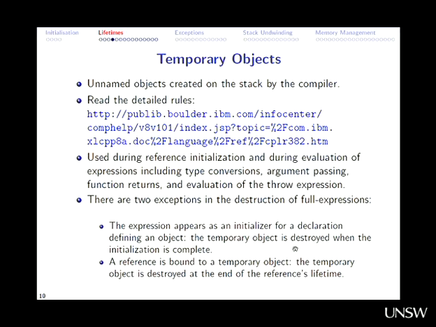When a reference is bound to a temporary object, we can create references to temporary objects. You would have seen that with R-value references. The temporary object is destroyed at the end of that reference lifetime. The compiler handles this stuff automatically again, but just be aware of temporary objects, what we can and cannot do with them.